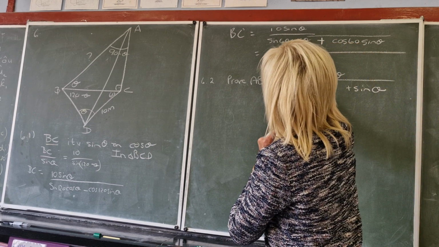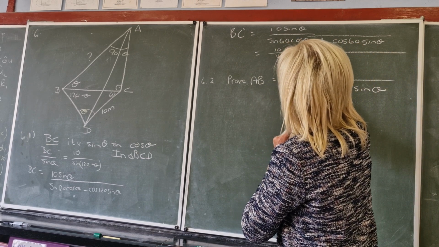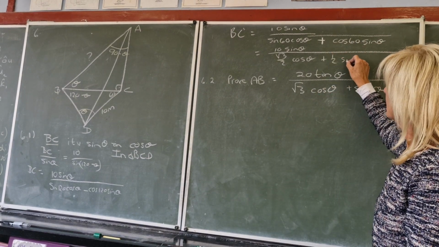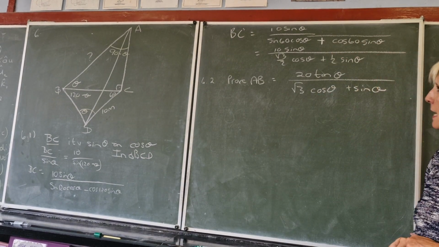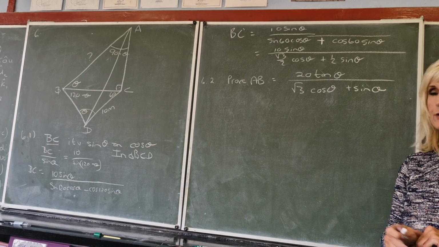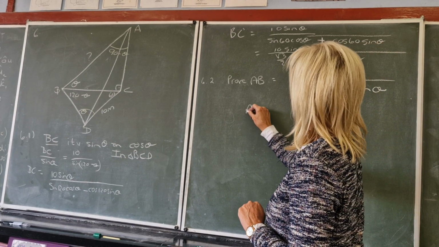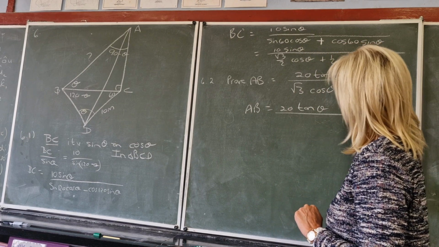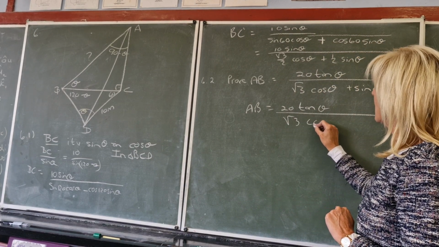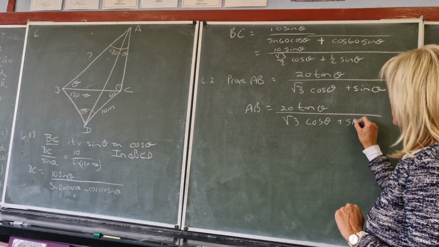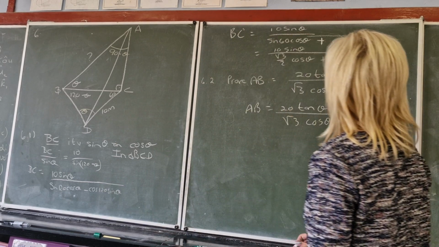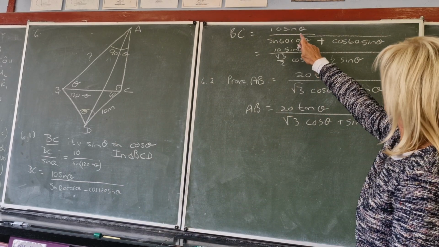Root 3 over 2, cos theta. And cos 60 is a half, sin theta. And I don't have space here, so I'm going to just move this down a little bit to see. I'm trying to prove that this is the case. Otherwise, why wouldn't I just stop where I am? What was the question again? Write it in terms of sin and cos. Well, even that was sin and cos.